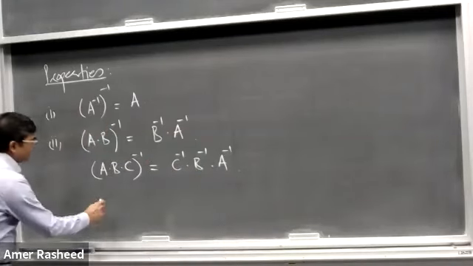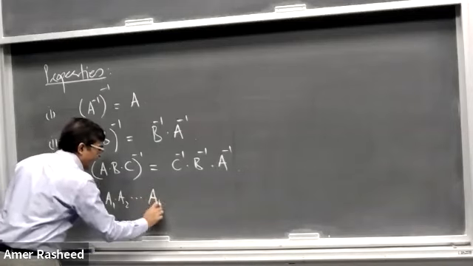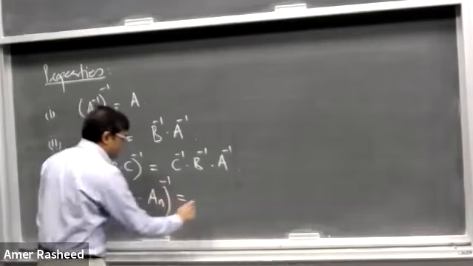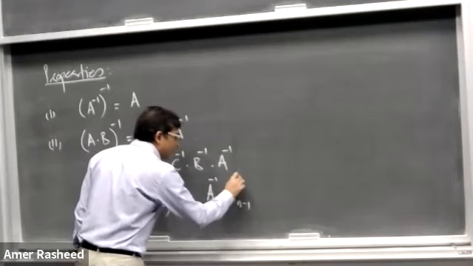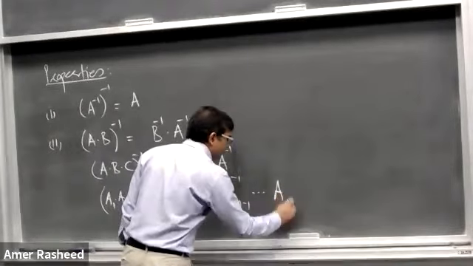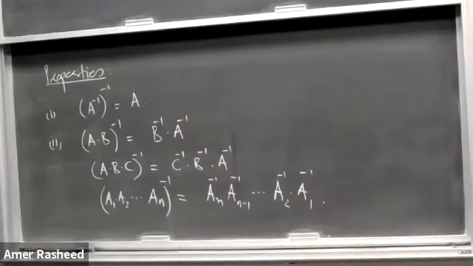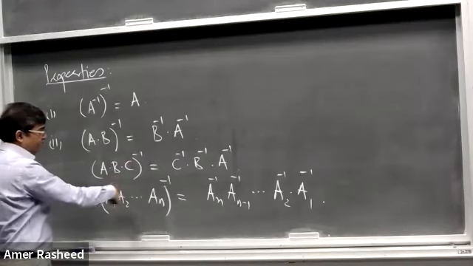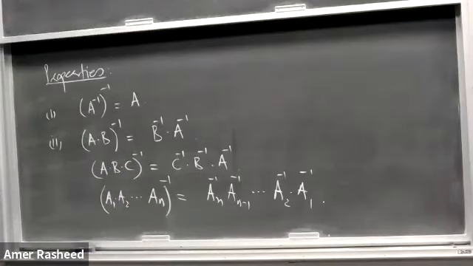We can generalize this even further: A1 into A2, and so on, up to AN. If we have a product of n matrices, then the whole inverse is equal to AN inverse, AN minus 1 inverse, and so on, A2 inverse into A1 inverse. So this is how it goes. Basically, you can say it is a kind of rotation of matrices in this property. I hope you get it. If you have any question, you can ask me.